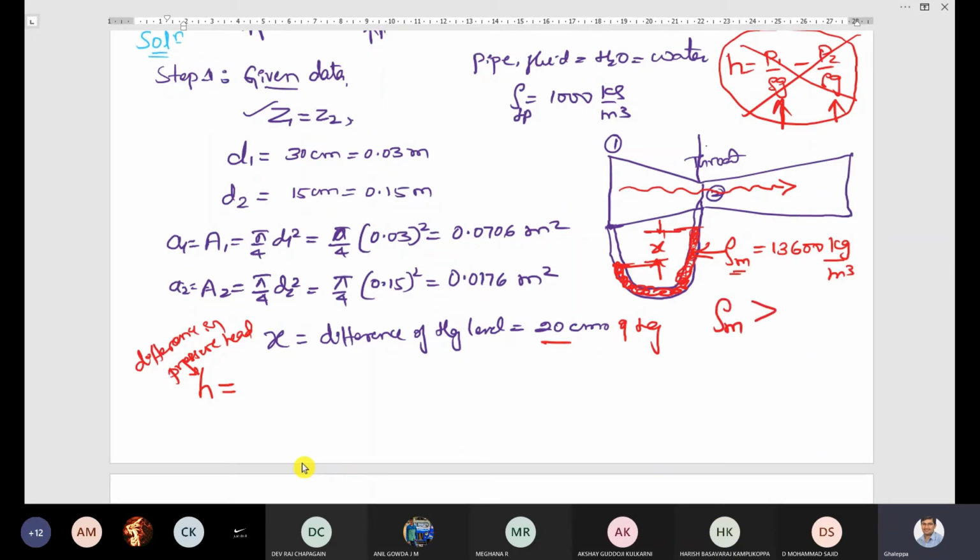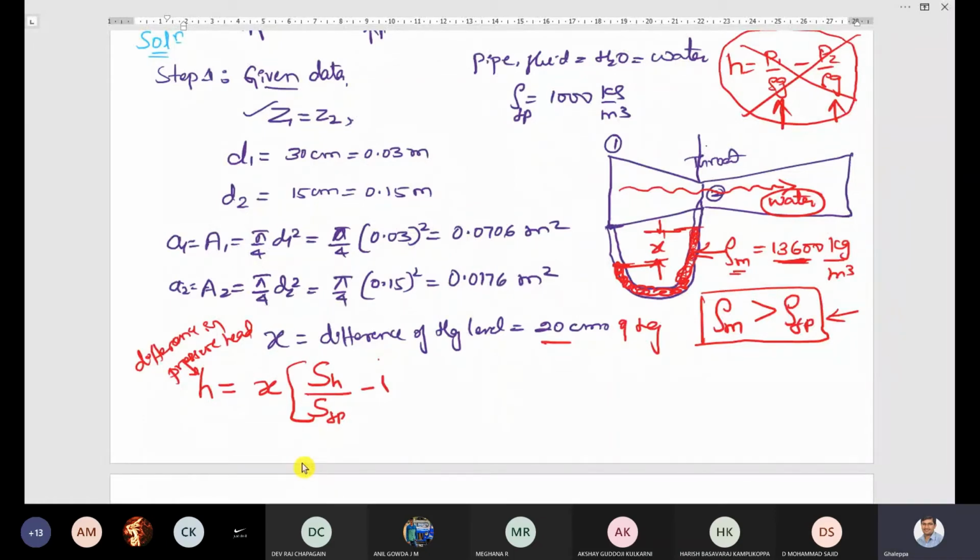Correct? The fluid in the pipe is water. How much is the density? 1000. But here in the manometer it is 13,600. So this condition is satisfied. If this condition is there, then you take H equal to X into specific gravity of heavy liquid divided by specific gravity of the fluid in the pipe, minus 1.